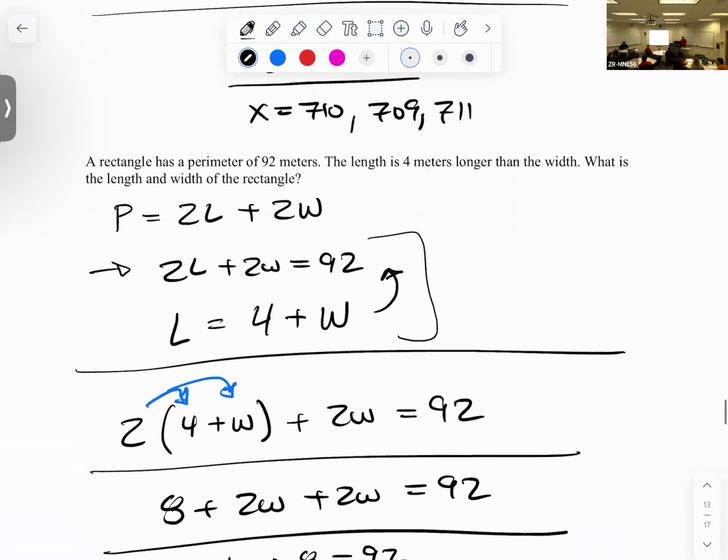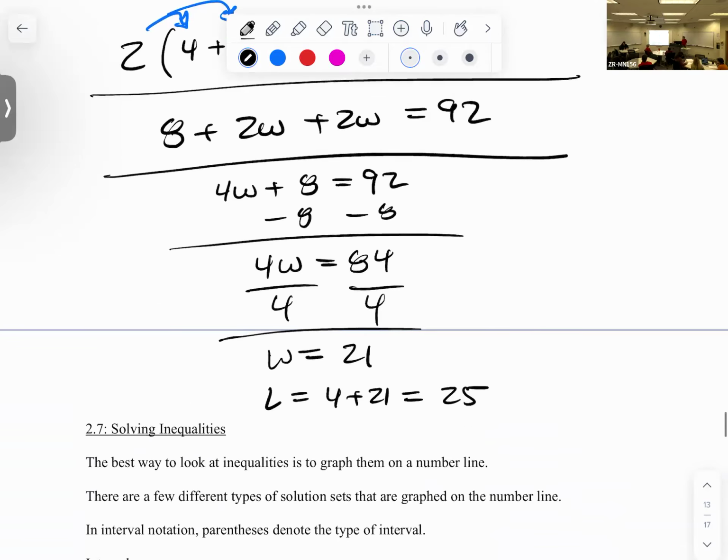Okay, and then one last thing. Are these the correct answers? 21 and 25? Yeah, now that I did the math right. No, those are not the correct answers. Meters. Oh, yeah, sorry. All right, units, units, units.